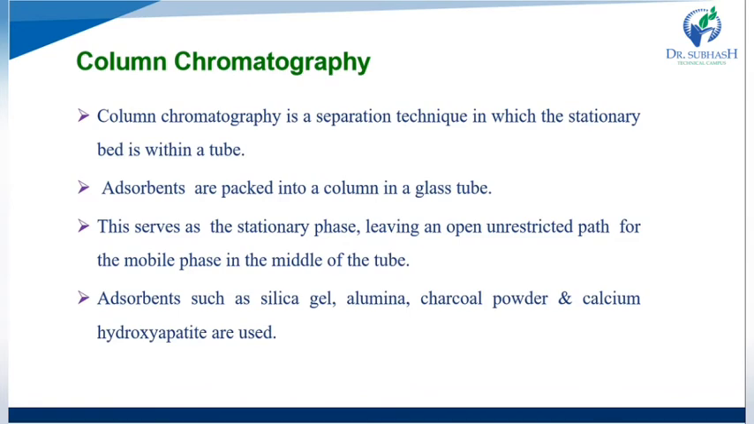Now we will see column chromatography. Column chromatography is a separation technique in which the stationary bed is within a tube. As an adsorbent, we use a column in a glass tube. The adsorbents, that is kieselguhr, then silica gel G or alumina, are packed in the column in the glass tube.